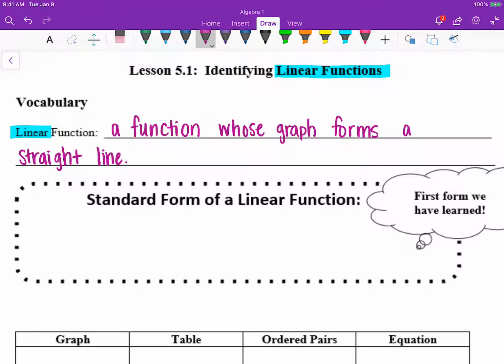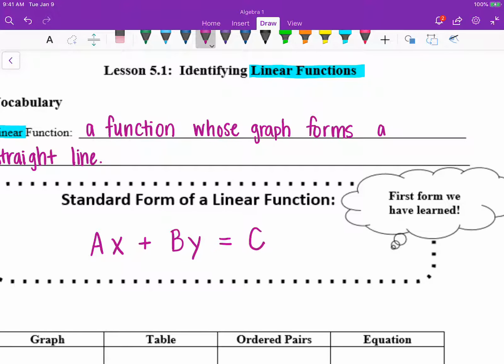Standard form for a linear equation looks like this. Ax plus By equals capital C, like that. And this is the very first form that you'll learn. And so the big idea is that by looking at that equation, you can tell whether something is linear or not. So again, we're focusing on this word linear, not just if something's a function.